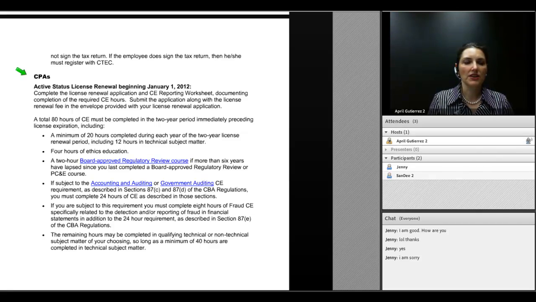On the very last page, I have information from the California Board of Accountancy website on the current rules affecting CPAs and their CPE requirements. So that concludes my update or review on California tax law for the 2012 filing season.